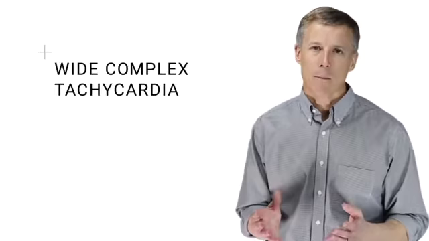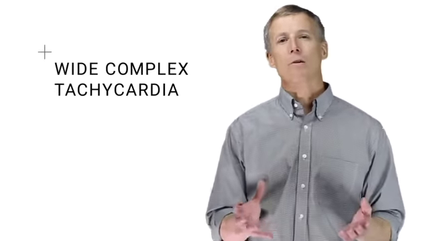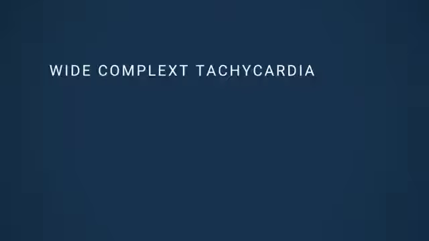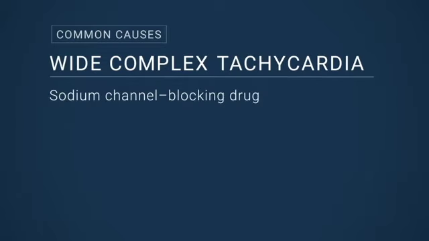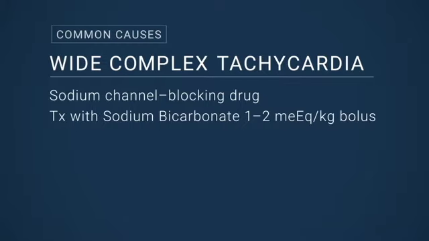Now, the one place resuscitation starts to take a different turn when you're talking about a poisoned patient as opposed to other causes of cardiac instability is in the setting of a wide complex tachycardia. In most medical settings, a wide complex tachycardia is going to be due to myocardial ischemia or underlying structural cardiac disease, and therefore the treatment's going to be cardioversion or possibly amiodarone. In the setting of a poisoning, the most common cause of a wide complex tachycardia is going to be a sodium channel blocking drug. And in that setting, the treatment of choice is hypertonic sodium bicarbonate, usually 1 to 2 milliequivalents per kilogram given as a bolus.